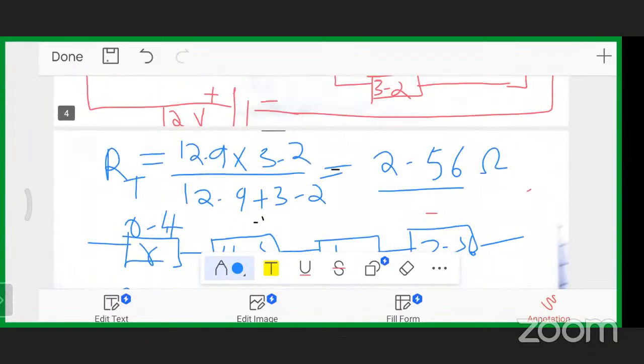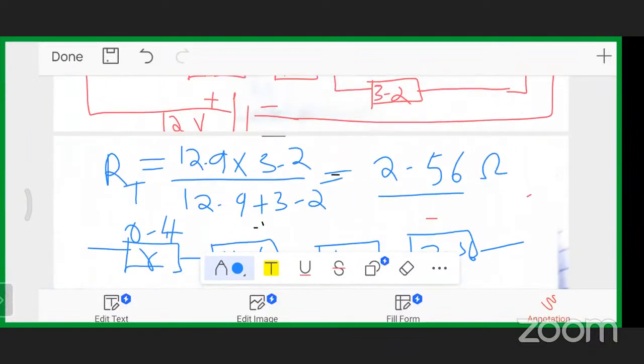Before we move to Roman 2, any question? A question? Okay, if there is no question, then we can proceed to Roman 2.